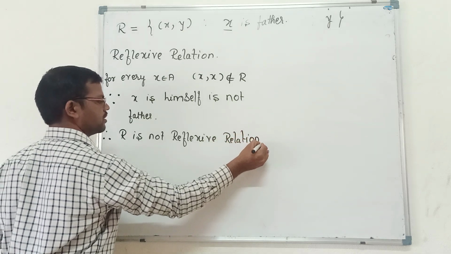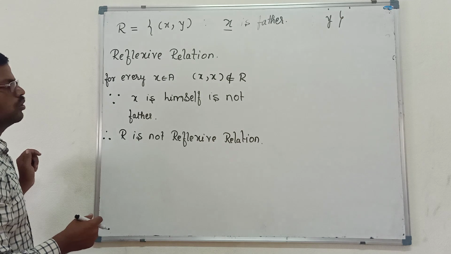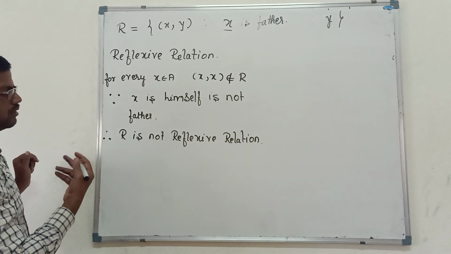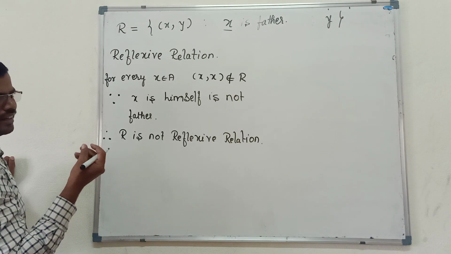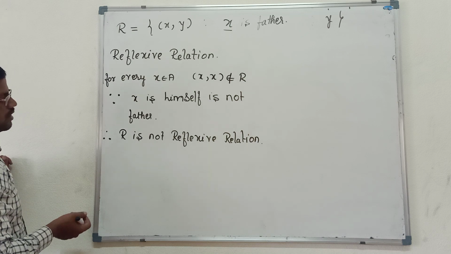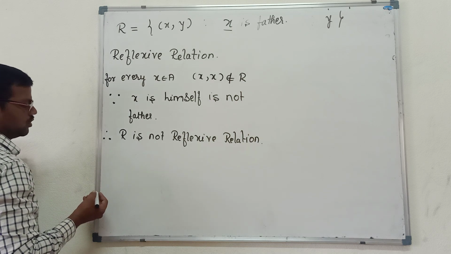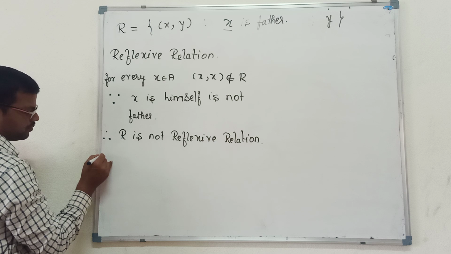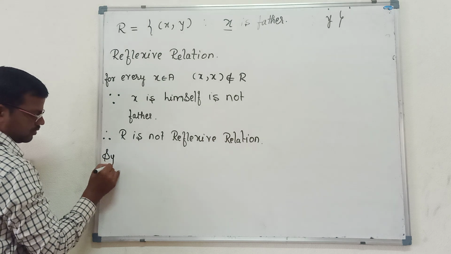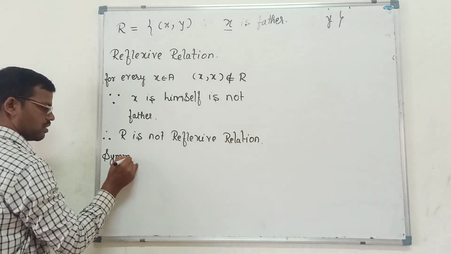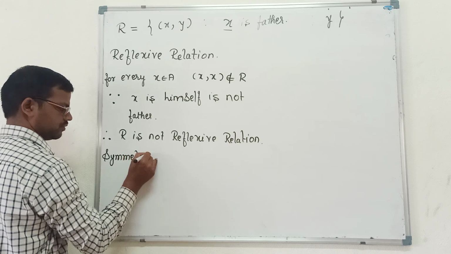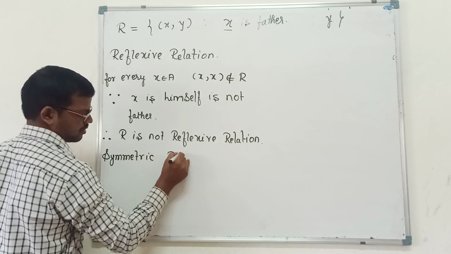We have to remember this relation, and we will come to give an example which is reflexive, symmetric, and transitive. So the second one is symmetric relation.